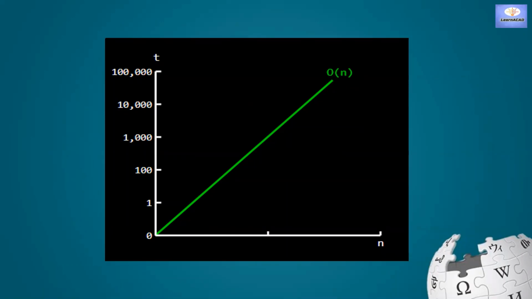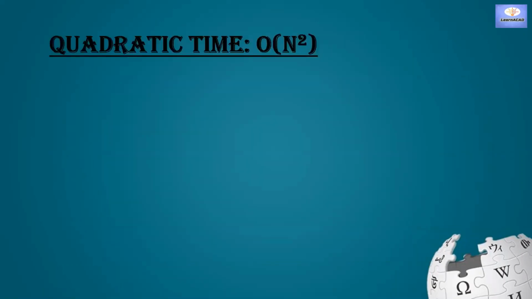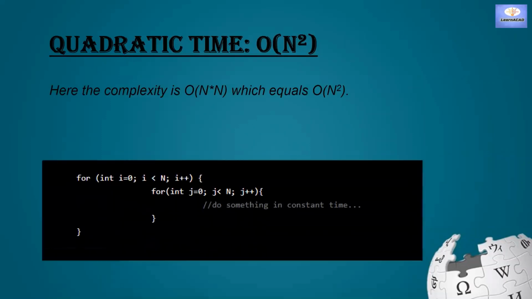The next one is quadratic time, which is big O of n squared. In this example, the first loop executes n times. For each time the outer loop executes, the inner loop executes n times. Therefore, the statement in the nested loop executes a total of n times n times. So the complexity is big O of n times n, which equals big O of n squared. This should be avoided as the complexity grows quadratically.